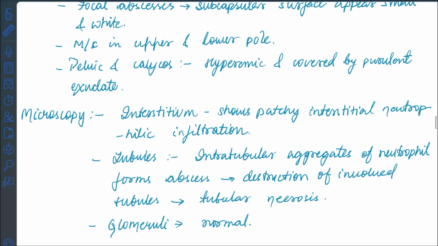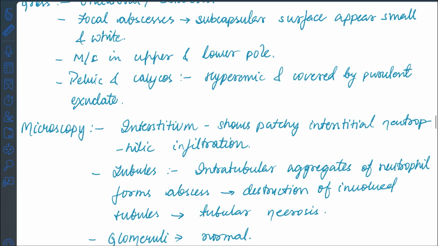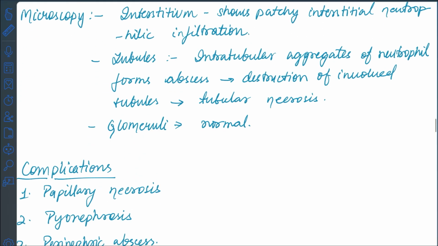Microscopic features seen here are that the interstitium shows patchy interstitial neutrophilic infiltration. As I already said that it is an inflammatory condition, neutrophilic infiltration is very common here. In the tubules, there can be intratubular aggregates of neutrophils forming abscess, leading to destruction of tubules which are involved and further causing tubular necrosis. This necrosis is only seen in severe cases, whereas the glomeruli appear to be normal.